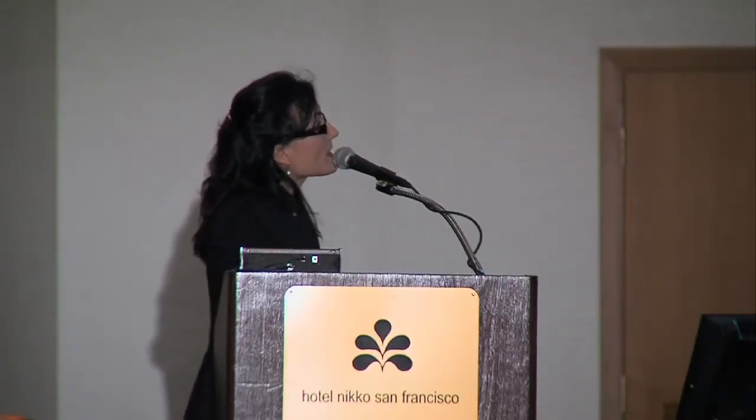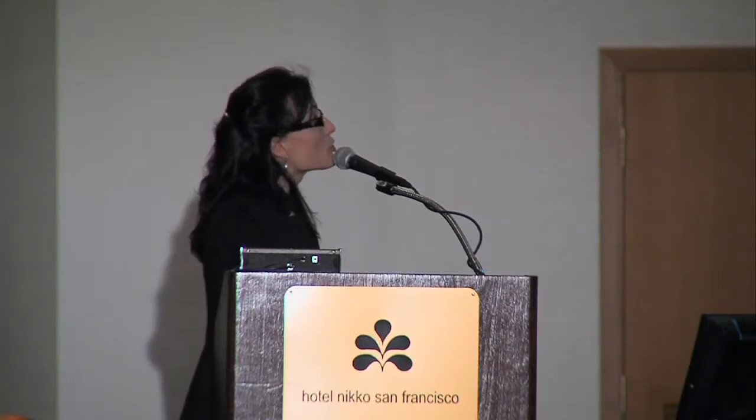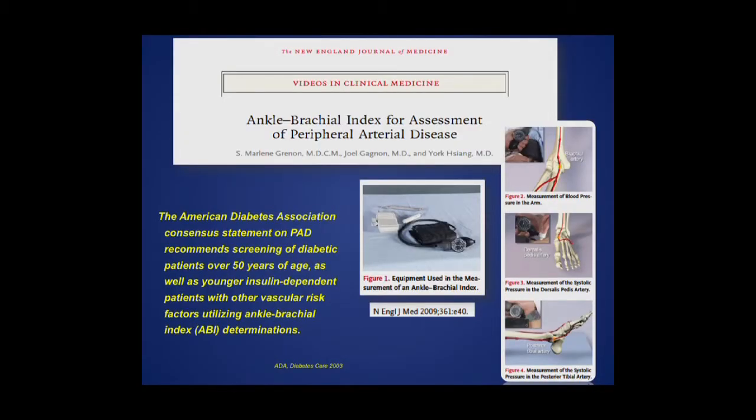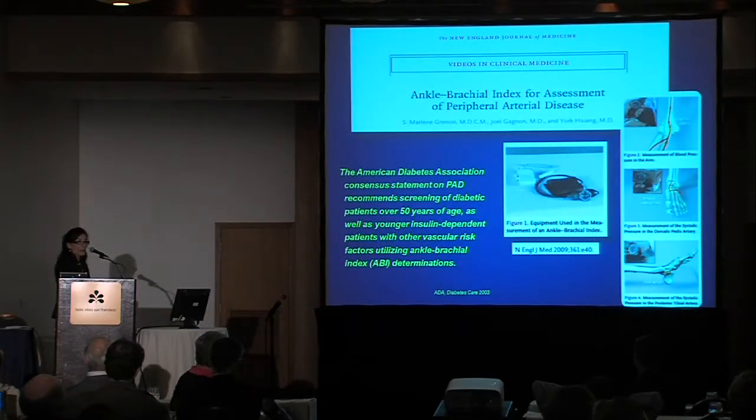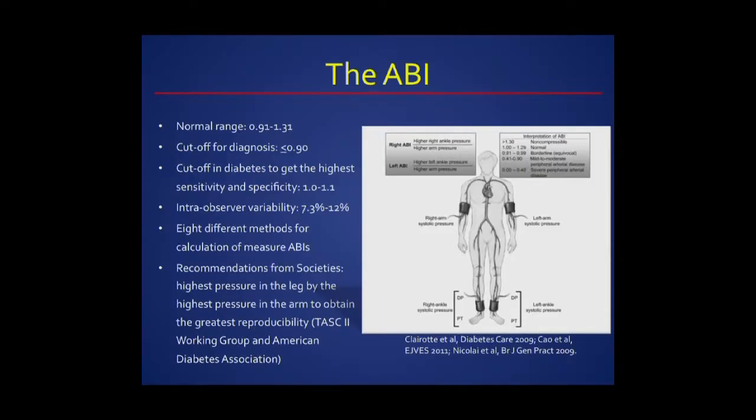The American Diabetes Association recommends screening diabetic patients that are over the age of 50, as well as younger insulin-dependent patients with other vascular risk factors, with the ankle brachial index. And we put together a little video a few years ago in the New England Journal of Medicine that we actually use in clinic, to educate the nurses and the medical students and the residents in terms of how to do the ABI.